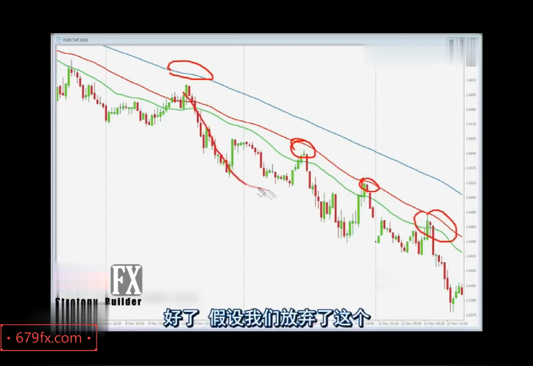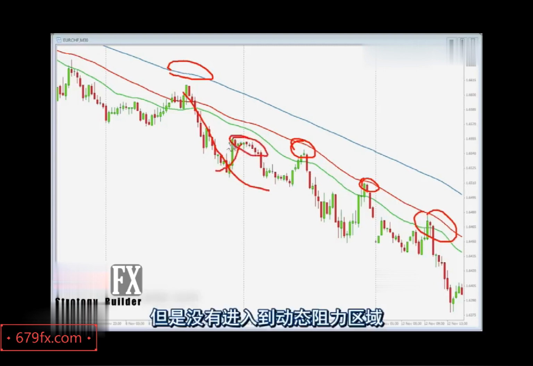Alright, let's assume we let this one go. We wait for the next pullback, which happens here, but it doesn't touch the dynamic area of resistance. Alright. Are you a conservative trader? Then don't take this trade. I personally wouldn't have taken this trade. I would have waited for this one.